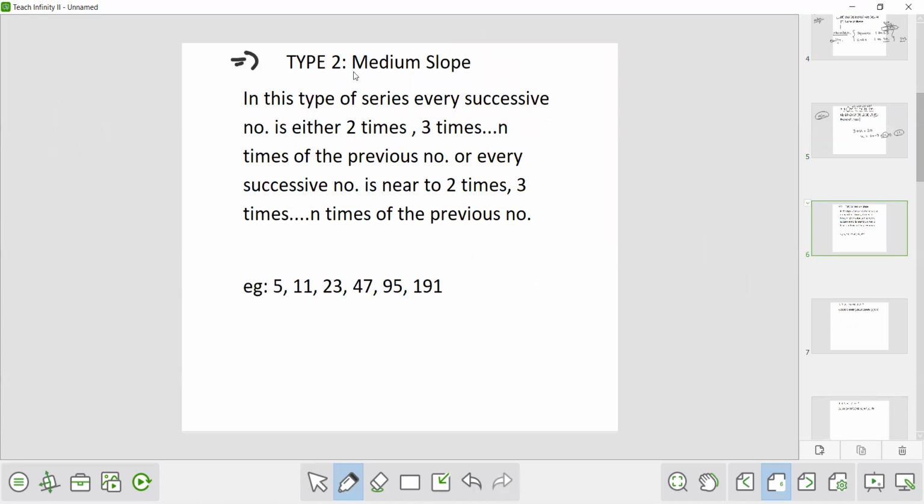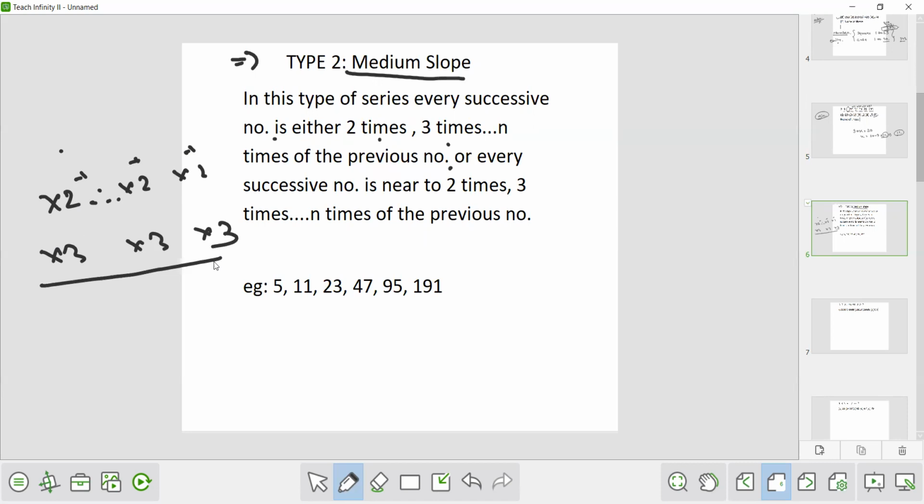Now our second type, that is medium slope. Medium slope, what does this signify? In this type of series, every successive number is either 2 times, 3 times or n times the previous number, or every successive number is near to 2 times or near to 3 times or near to n times the previous number. Like it will be in the form into 2 into 2 into 2 plus something, or minus something, or into 3 into 3 into 3 plus something or minus something, like this. It will be in this form.